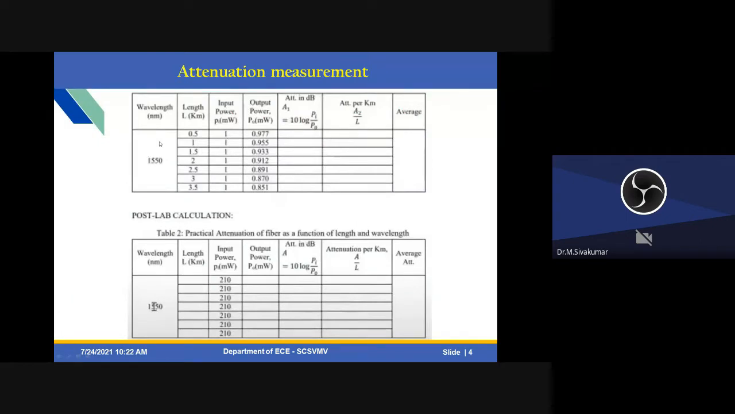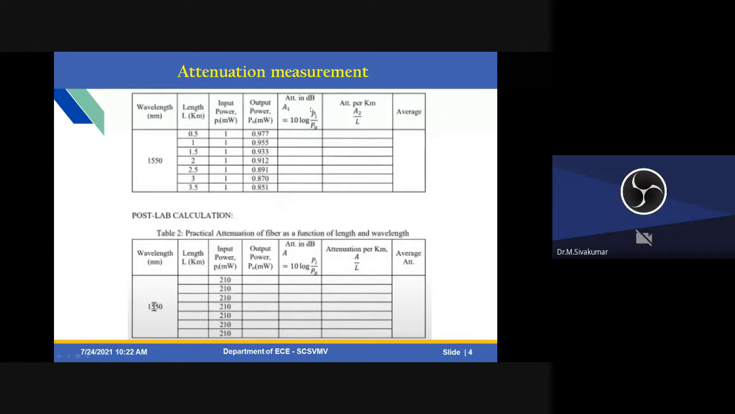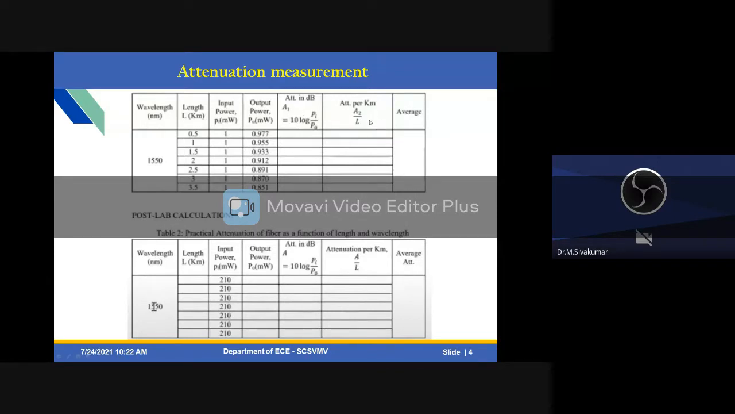First you keep the wavelength 1550. You vary the length from 0.5 to 3.5. You set the input power 1 and find out the output power. After the laser and fiber, just note down the power. Based on the calculation, find the attenuation by using the formula 10 log of input power divided by output power, and also calculate the attenuation per kilometer, A by L. Also just find the average.